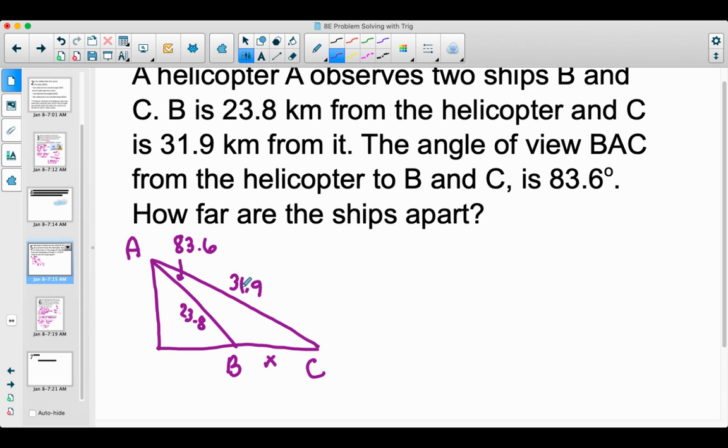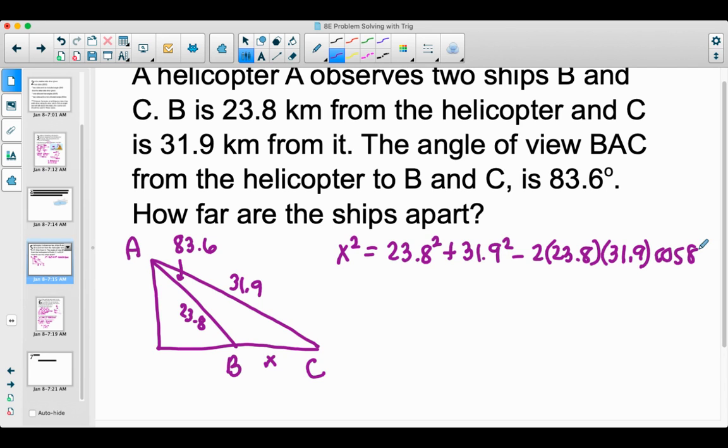So I have a side angle side here, and side angle side indicates I could do law of cosine. So this is the angle across from it. That's the angle I need to use. So then this is going to be over on the left-hand side. So I have x squared equals, and in no particular order, 23.8 squared plus 31.9 squared minus 2 times 23.8 times 31.9 times the cosine of 83.6.